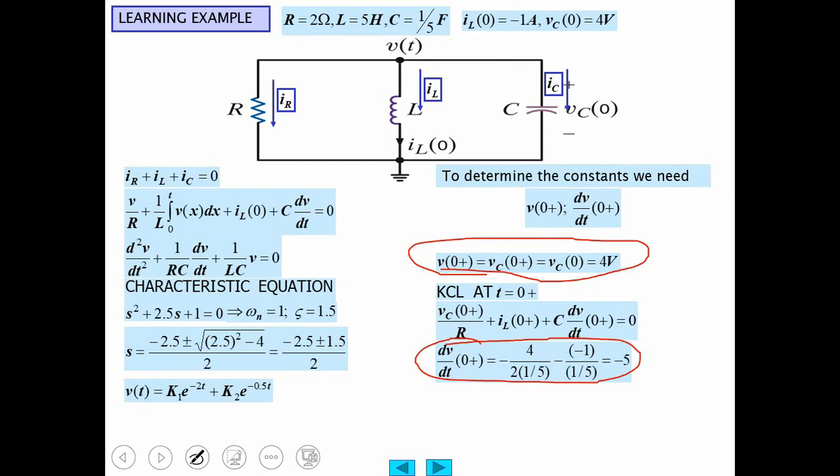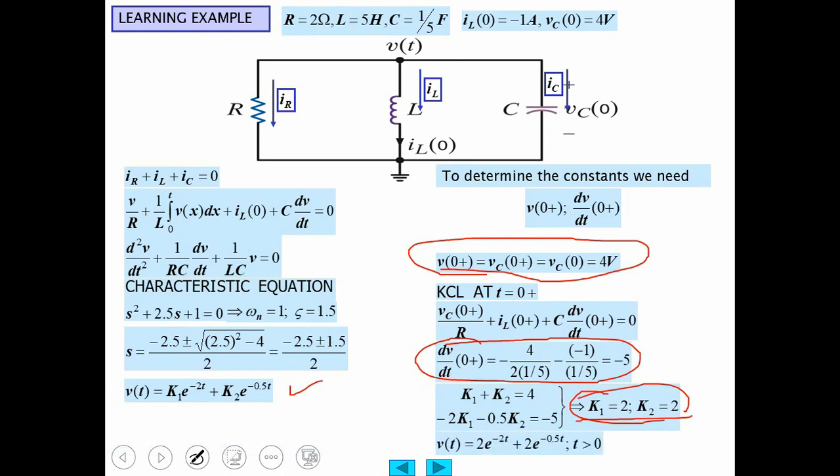Now we just take this equation and make sure that at 0 this is true, and the derivative at 0 this is true. So K1 plus K2 has to equal 4. The derivative, negative 2K1, negative half K2, has to equal negative 5. 2 equations, 2 unknowns, pretty simple linear algebra type solution. And voila, we got the answer.